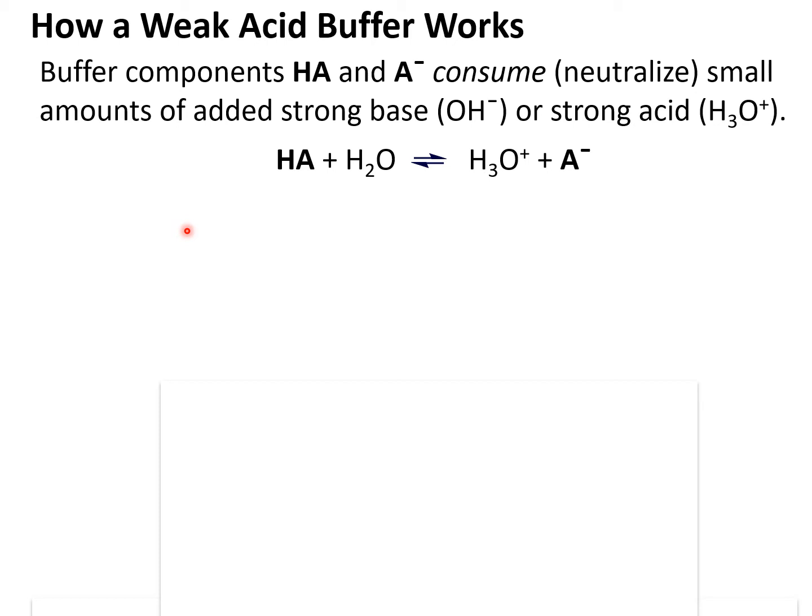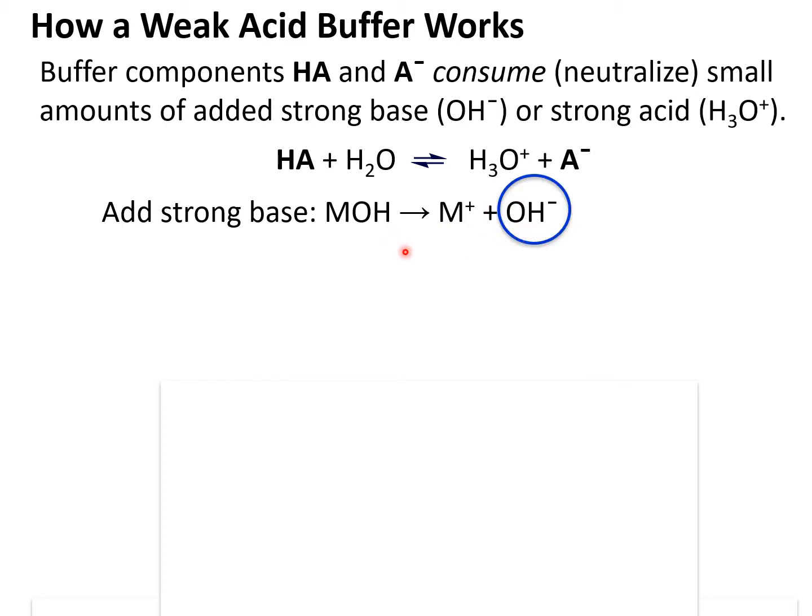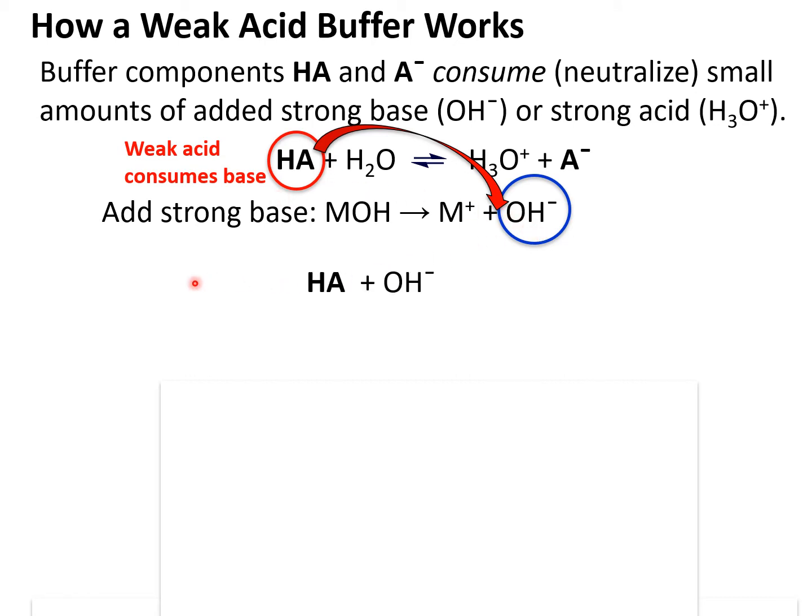Next, if we add our strong base to the system, we see that our strong base dissociates completely to produce hydroxide. And it's this hydroxide that reacts with our weak acid. So the reaction we have is between our weak acid and the added strong base. So here we have our weak acid plus our strong base. This reaction will go to completion because it's a strong base. And in this process, the weak acid will donate a proton to hydroxide. And this produces our conjugate base, A minus, plus water. So this is our neutralization reaction.